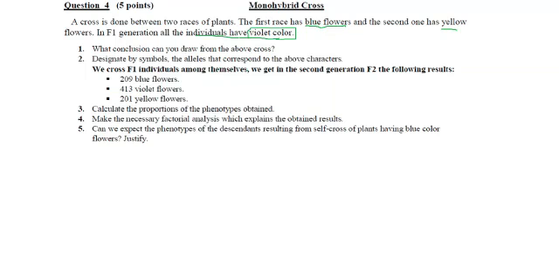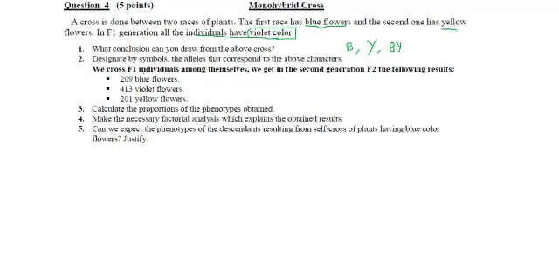Designate by symbols the alleles that correspond to the above characters. Of course, since we have incomplete dominance, blue is capital B, yellow is capital Y, and violet is capital B and capital Y.